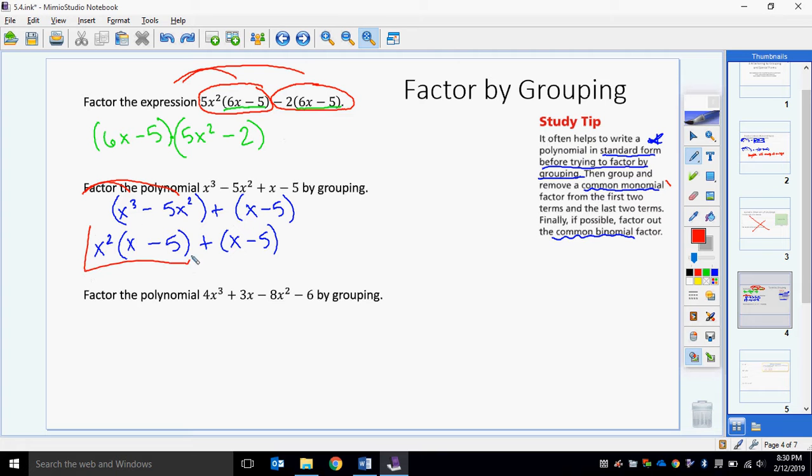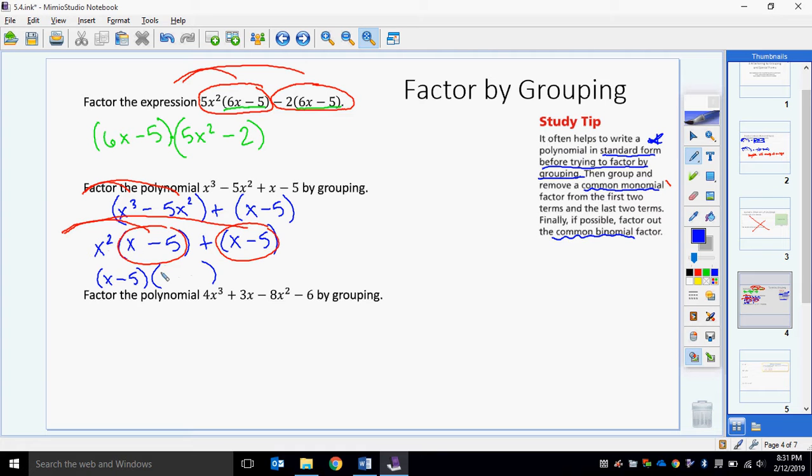Remember, term 1, term 2. Terms are separated by addition signs. Okay, so I'm going to take this x minus 5 term out, and I'm going to take this x minus 5 term out, and decide what is left. So pull x minus 5 out to the front, and whatever's left gets in my next parentheses.